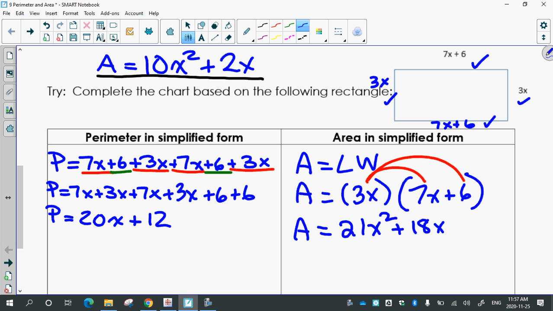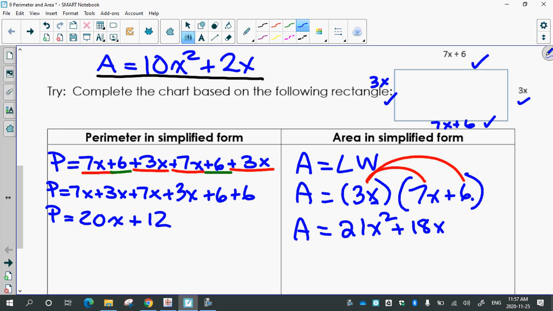And that x beside the 18 is the one common mistake that a lot of people in grade 9 make. They forget that x there, because it's here, it's not here. So you forget it when you've done the multiplying. Make sure 3x times 6 is 18x.